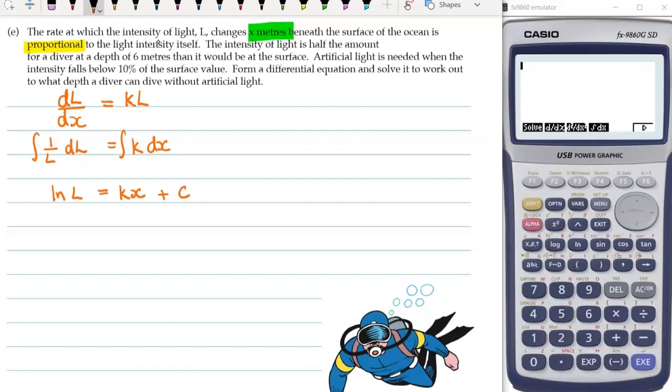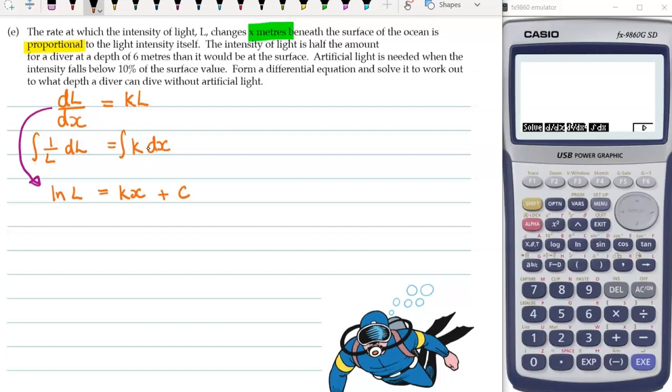Now, when you've done lots of these, you don't actually need to write that middle step in. You can go straight from this to this, because these are very common types of problems, and if you've memorized that step, you don't need to show the middle piece, but you do need to know that it changes into natural log of L is equal to kx plus c.